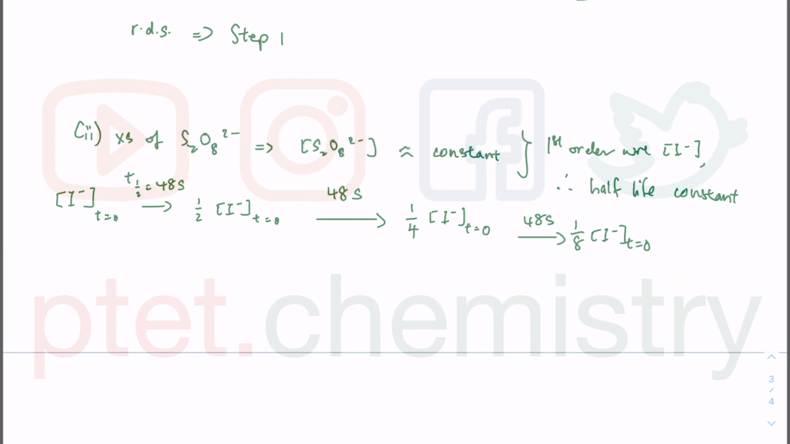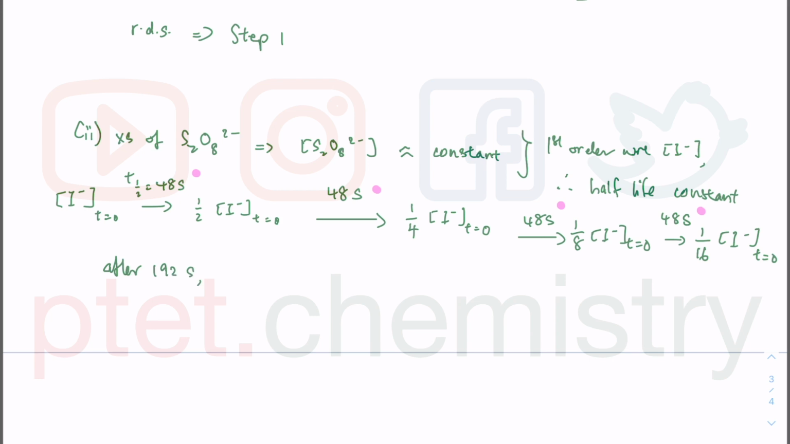96 plus 48 is still not 192, so I need to try one more, and then I'll get half of that. 1/8 becomes 1/16 of [I⁻] at t equal to 0. So there's another 48 seconds. So altogether, what I've done is 1, 2, 3, and 4 half-lives. After 4 half-lives, I will have reached 192 seconds. So to calculate the iodide concentration after 192 seconds, there are 4 half-lives.